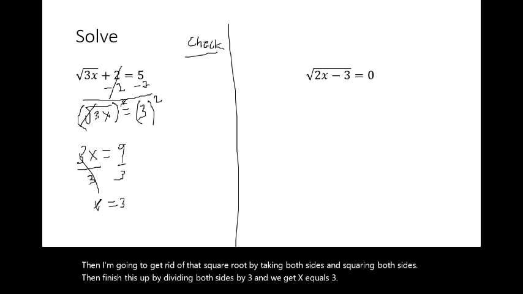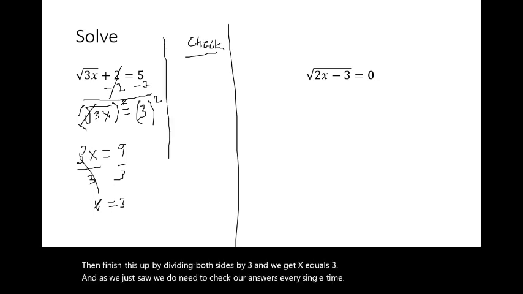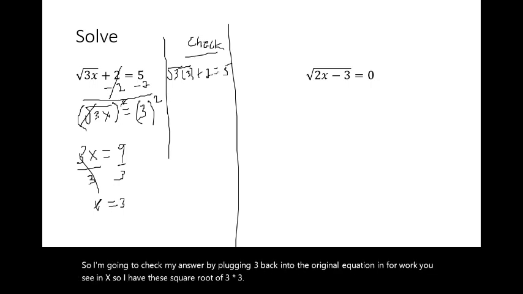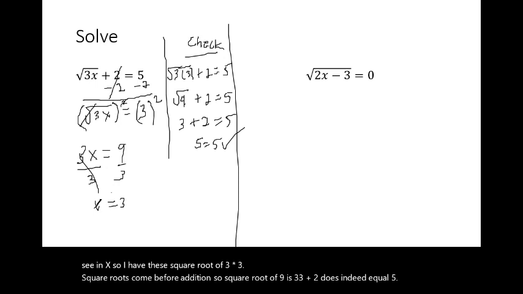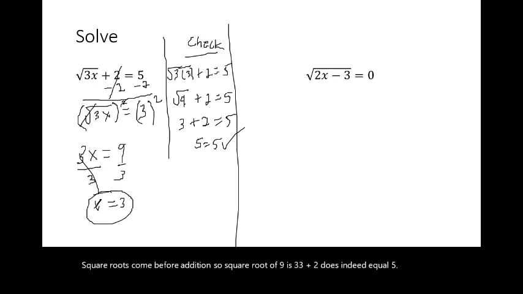So I'm going to check my answer by plugging 3 back into the original equation in for where you see an x. So I have the square root of 3 times 3 plus 2, and we're going to see if that equals 5. So 3 times 3 is 9. Square roots come before addition, so square root of 9 is 3. 3 plus 2 does indeed equal 5. So since this 3 satisfied the equation, that means 3 is our final answer.